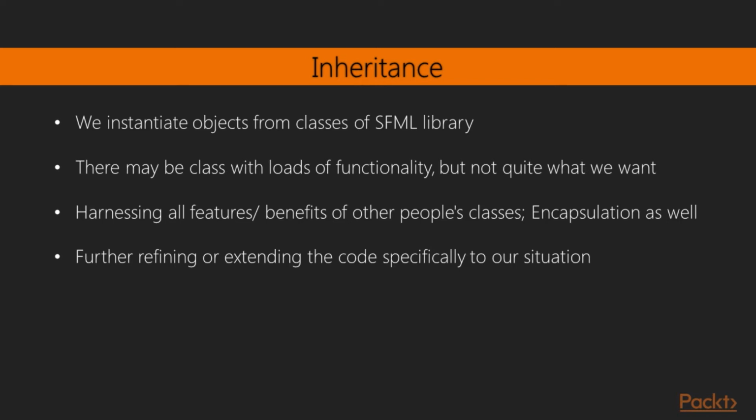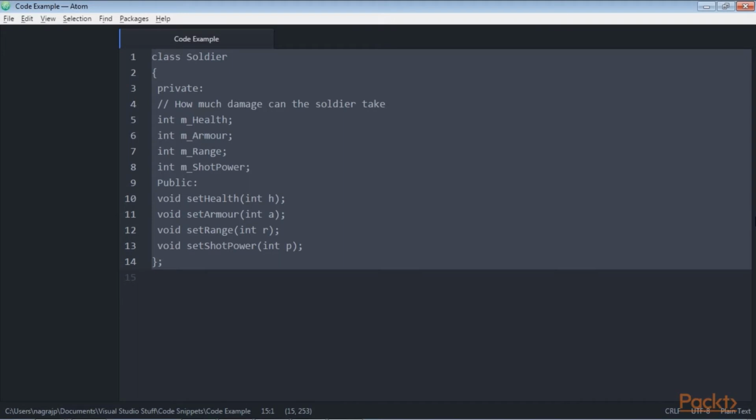Just like it sounds, inheritance means we can harness all the features and benefits of other people's classes, including the encapsulation, while further refining or extending the code specifically to our situation. With all this in mind, let's take a look at an example class and see how we can extend it, just to see the syntax and as a first step. First, we define a class to inherit from. This is no different from how we created any of our other classes.